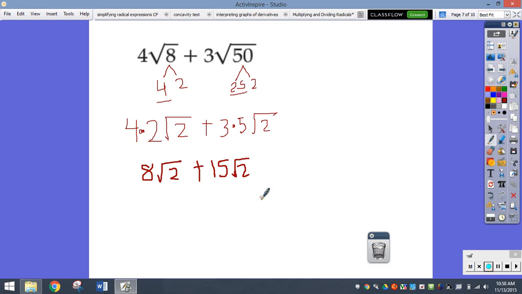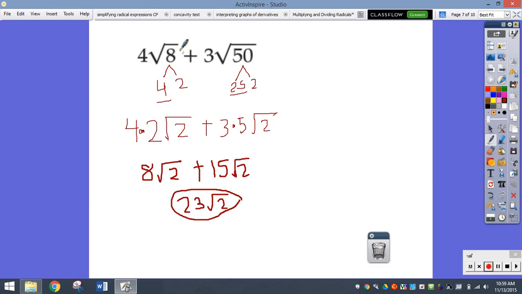And you treat it like it's a variable. So when you combine, when you add, you don't change the radical. It just stays the square root of 2, just like if you're adding 2x and 3x. But you do, however, add the numbers out front of the radical. So 8 plus 15 is 23. Then you would have your square root of 2. So the simplified form of this expression is 23 square root of 2.